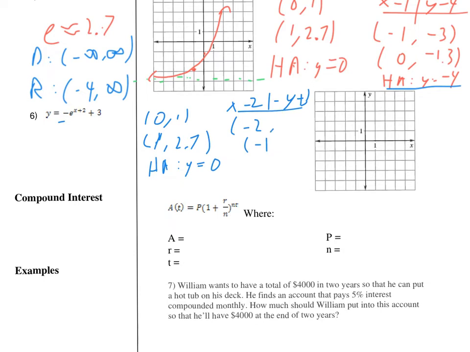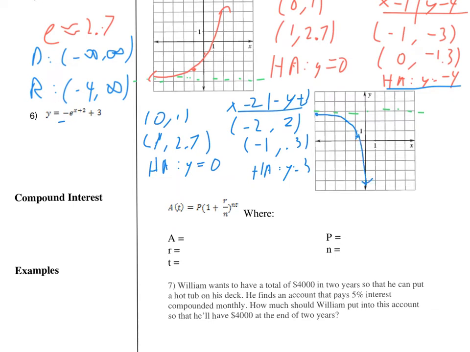And then for this one, I have -1 plus 3, that's +2. -2.7 plus 3 will be 0.3. And then my horizontal asymptote will be at y equals 3. So I'll draw my horizontal asymptote up here at y equals 3. -2, 2, -1, 0.3. And so this one will approach the asymptote going to the left and then run away from it as it goes right.